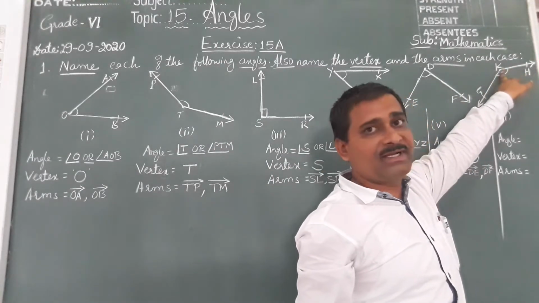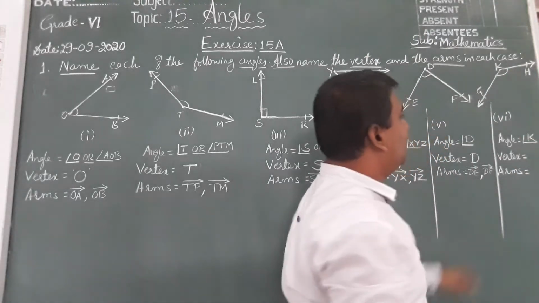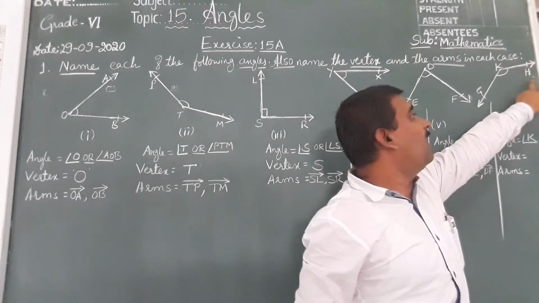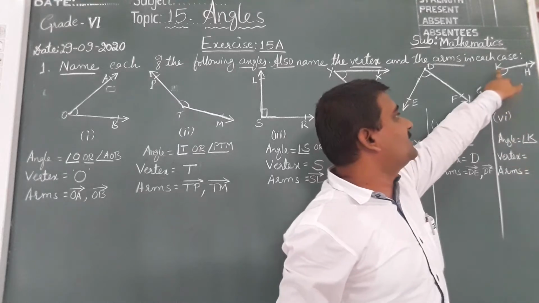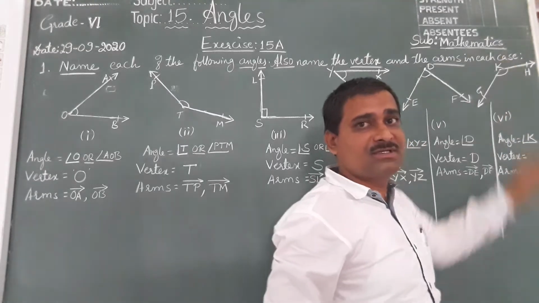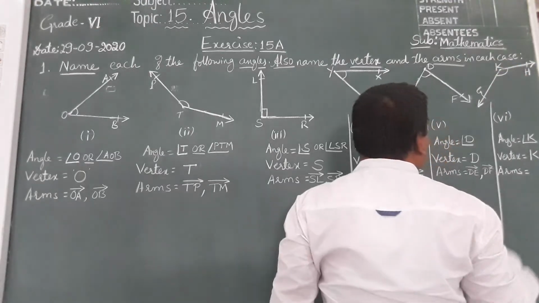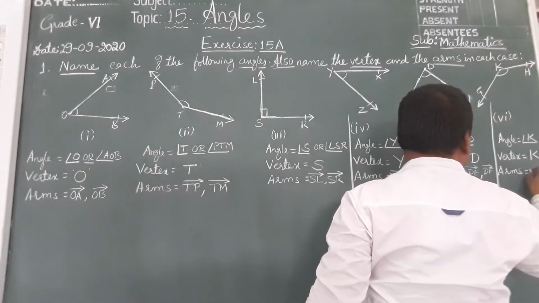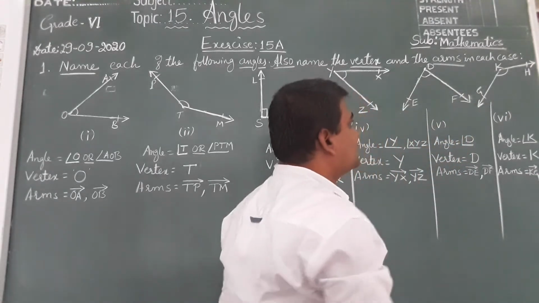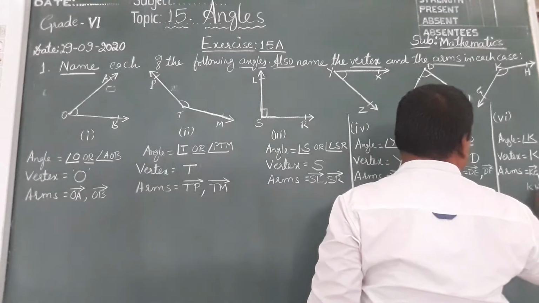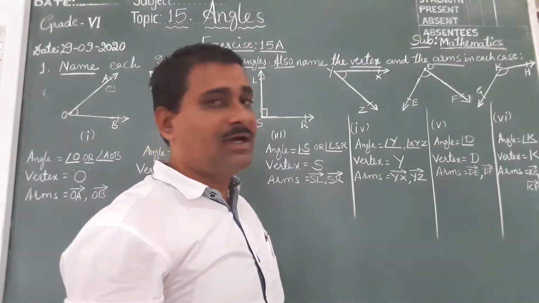Last angle, children, it is KGH. Angle is formed at K. Angle is formed at K means the angle will be angle K, or you can write GKH or angle HKG. Right? Vertex is where the angle's initial point is, where the ray's initial point is created. K is the vertex. Arms are KG and KH.